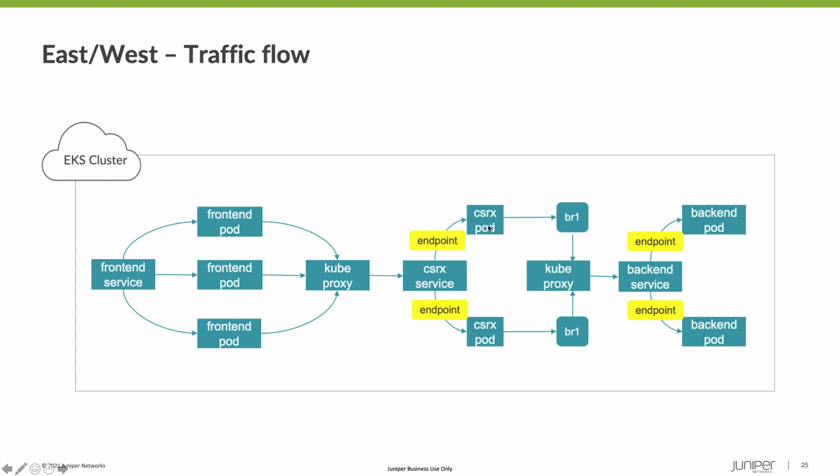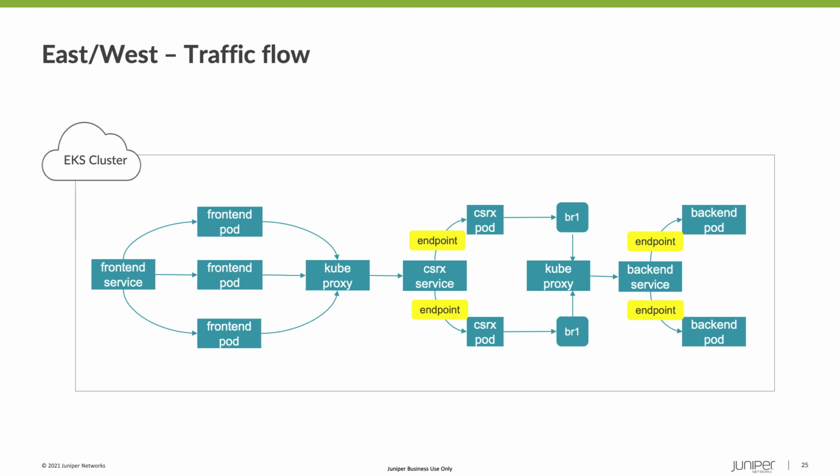So the traffic in the forward direction hits cSRX pod 1, it's natted, and sent to bridge 1, which forwards it to the kube proxy. Then the traffic hits the backend service and the backend pods, which then send the traffic back towards the cSRX pod, which was the source in the forward path. Here, the cSRX is segmenting the traffic between the front end and back end applications.